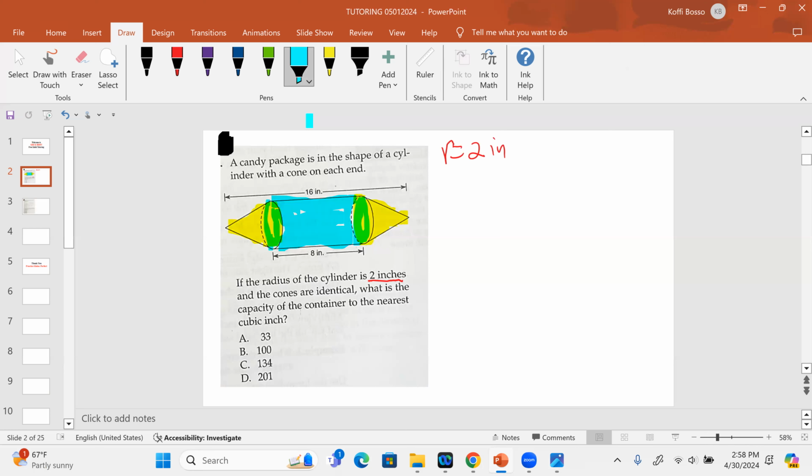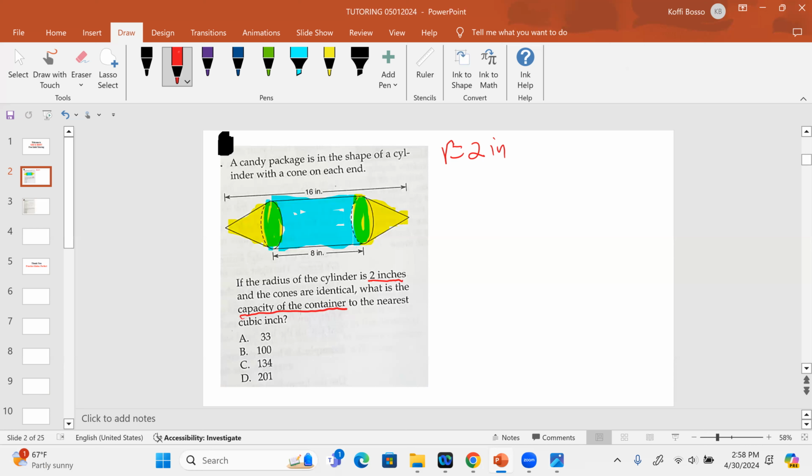Perfect. So what do we need to solve this question? What is it asking us to find? Yes, the capacity of the container to the nearest cubic inch. So this is a container, we have two cones, and in the middle we have that cylinder, and they want the capacity of the container.